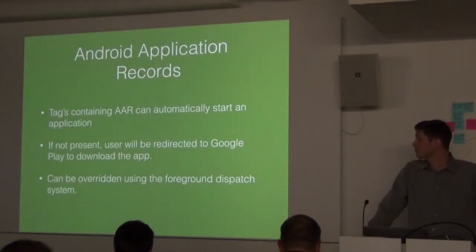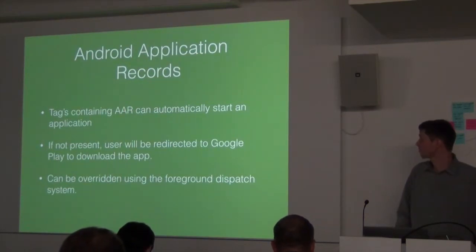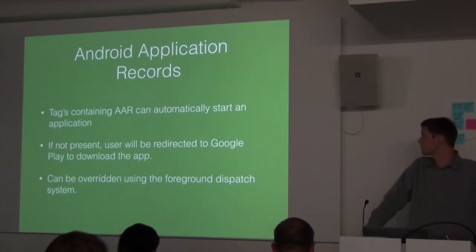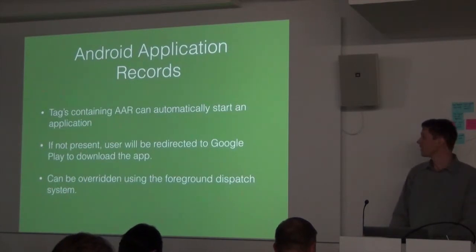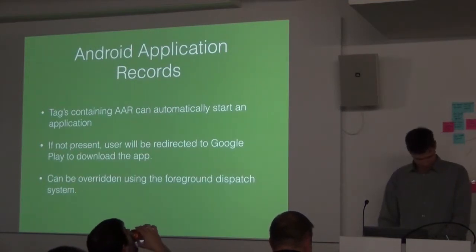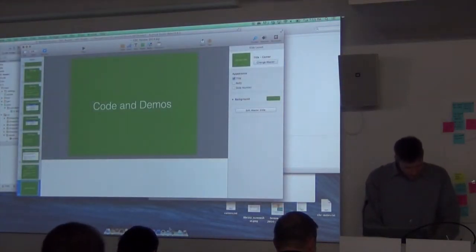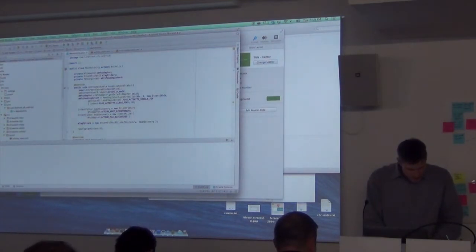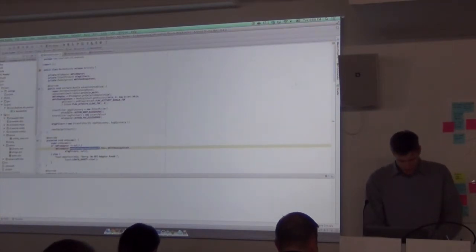Another cool thing about NFC tags is that a tag can contain Android application records. If a device reads a tag with an AAR, it can automatically start the application. And if the app isn't present, the device will actually reroute the user to the Play Store to download the app. That isn't applicable to us right now. So let me show you some code. So this is a basic NFC reader.